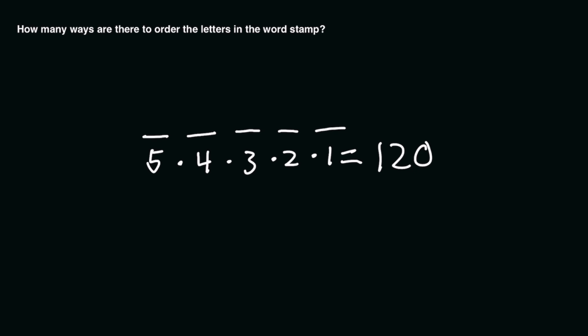This is also a good place to introduce factorials, or a whole number times all of the positive whole numbers less than it. So the answer is also 5 factorial, which we write as 5 exclamation point. An important fact is that 0 factorial equals 1. This answer is also called the number of permutations of the word stamp. And now for our next question.